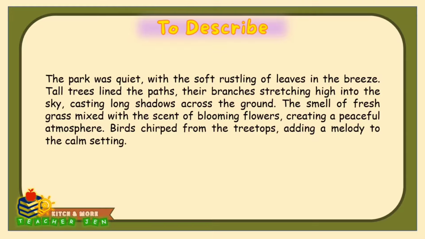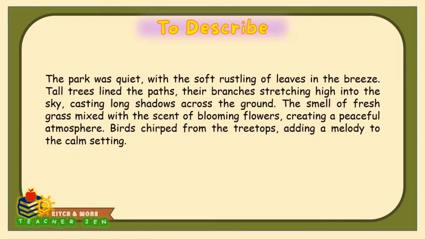This paragraph is an example of writing to describe because it provides detailed images of the park. Words like quiet, tall trees, blooming flowers, and chirped help the reader visualize the peaceful setting. The sentences are longer, filled with sensory details about what the park looks and sounds like. The tone is neutral and descriptive, simply giving the reader a vivid picture of the park without trying to evoke any specific emotions or persuade them.